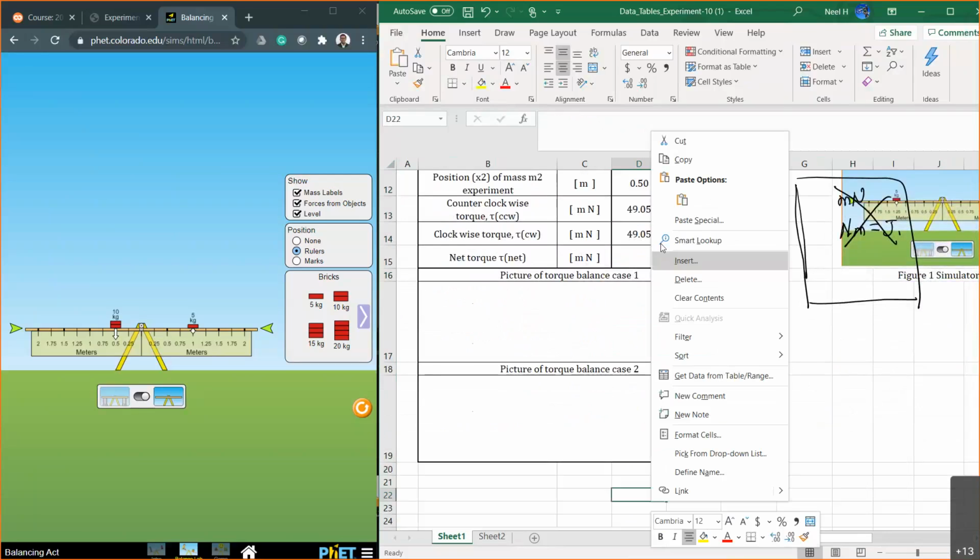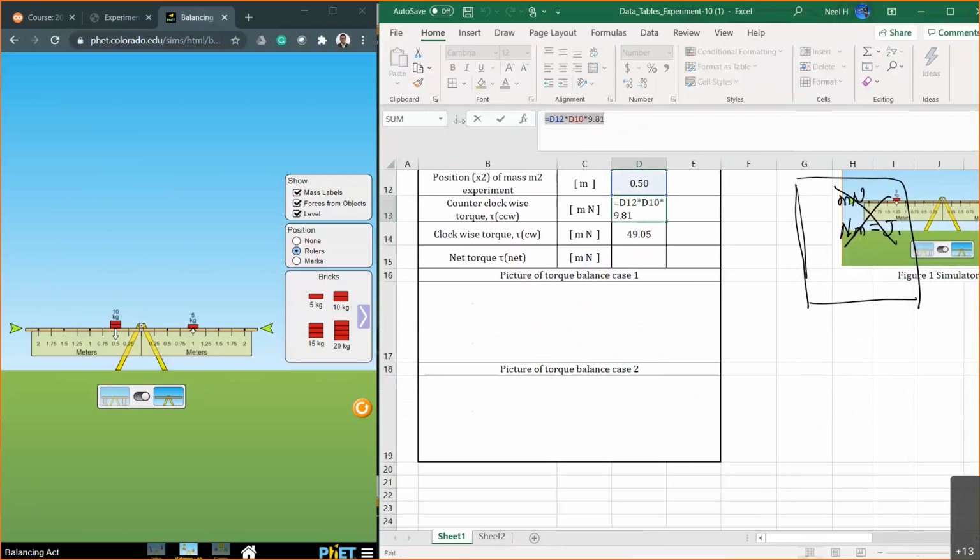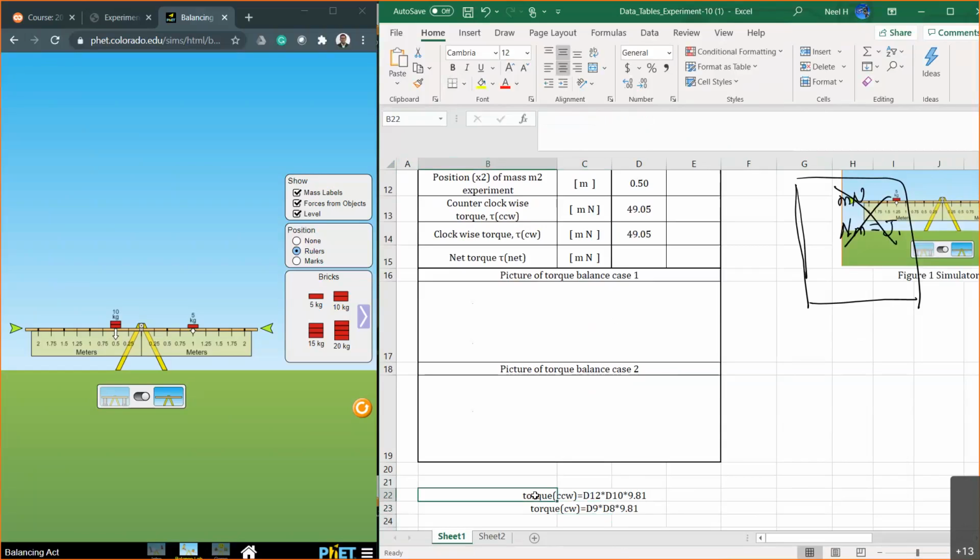Okay. So the two functions which I am using here: this is torque CCW, and this one is torque CW. Okay, question?